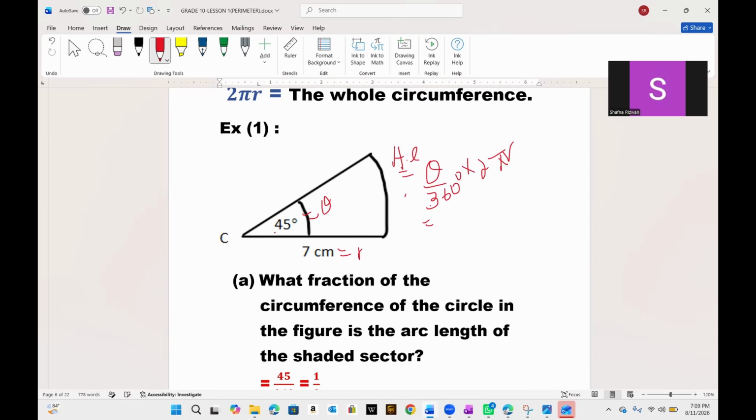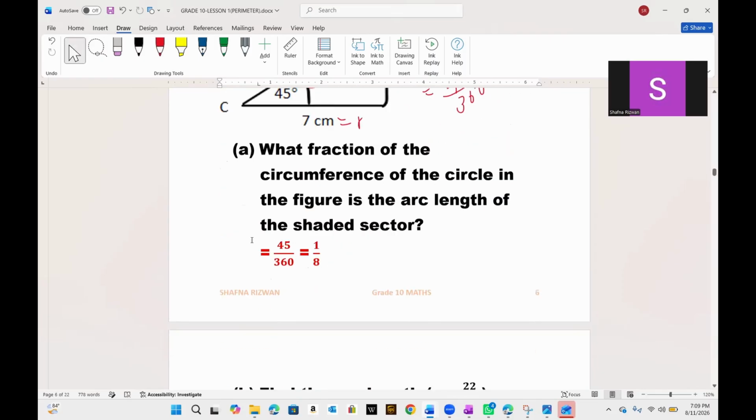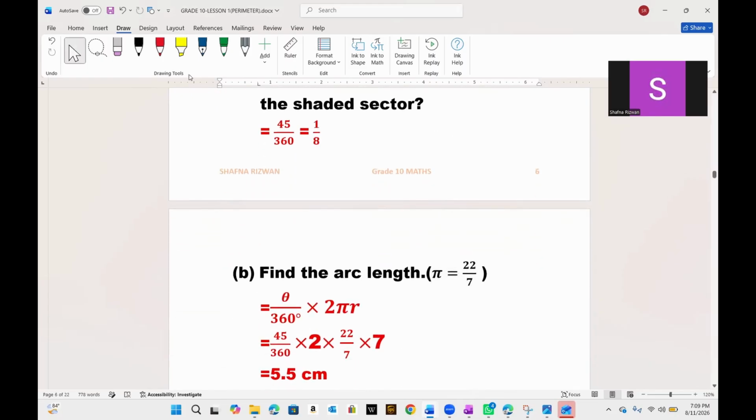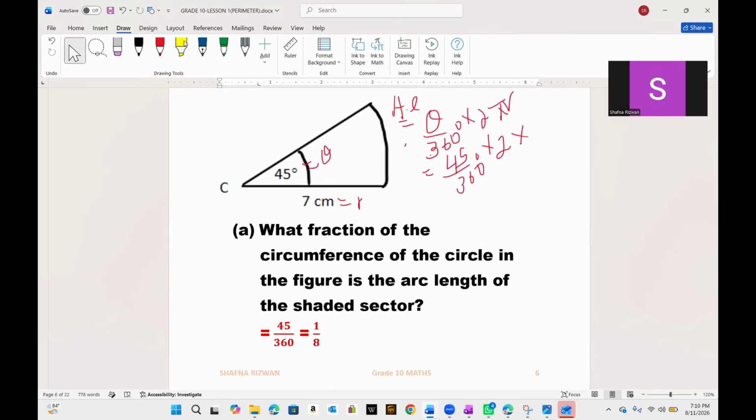Theta is how much here? Angle at the center is 45 degrees, over 360 degrees, into 2 into pi. How much is pi? Always take pi as what? They will give you here, take it as 22 over 7. Always you have to take it as 22 over 7. I have given it here. So 22 over 7 into your radius, which they have given as 7 centimeter.